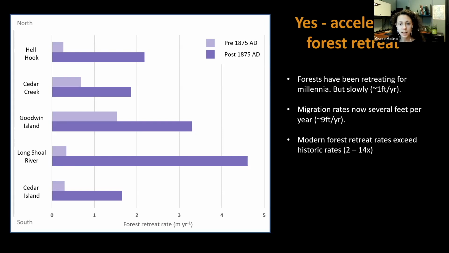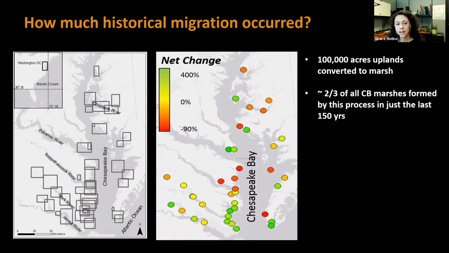And post-1875, the rates doubled and in some cases increased by 14 times for an average of a 9-foot per year retreat that's currently occurring. And Natalie also looked at how much conversion has actually occurred with these rates of retreat.